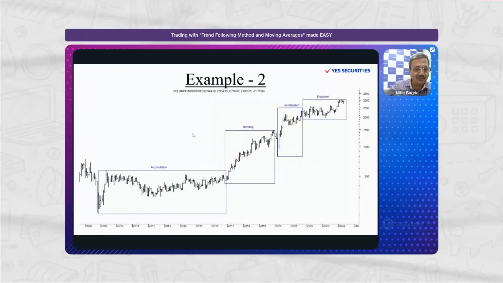Here it took almost 7 years. Another example is Hindustan Lever. There also accumulation took almost 7 to 8 years. So therefore, during accumulation, since the time it will consume cannot be forecasted, buying MTF and futures is not suitable.